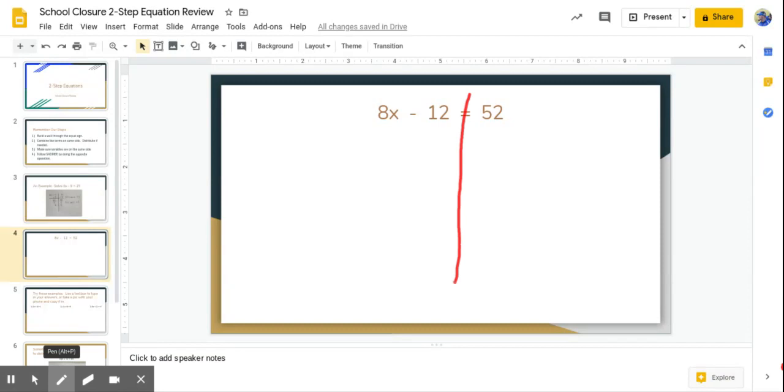So when I look on the left-hand side over here, I don't see anything because we have 8x and we have a negative 12, and those cannot combine because the 8x has a variable and the negative 12 does not. And on the right-hand side, we just have 52, so it's already by itself.